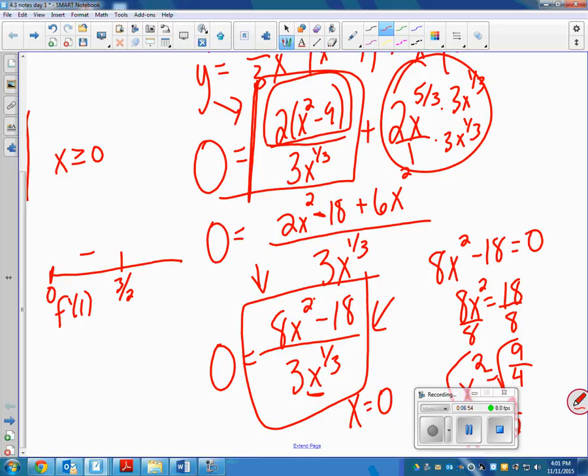And if I plug 1 in there, then I definitely get a negative number. If I plug in a number bigger than 3/2, like let's just say 2, I'm going to get 4 times 8, which is 32, minus 18, which is positive. The bottom is positive, so I get a positive number, which tells me that my graph is increasing and then decreasing. So that would mean it would look like, well, that's not right.